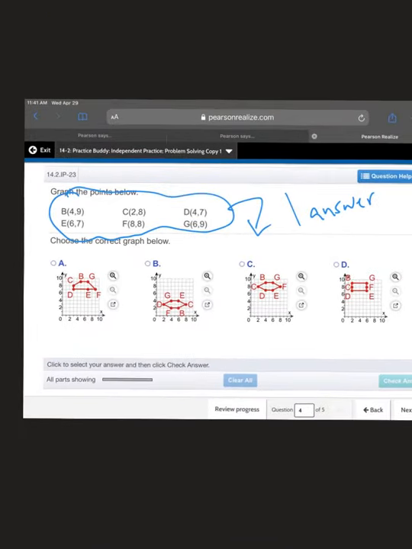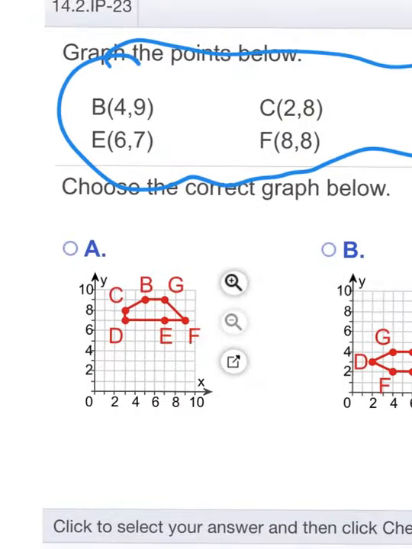Okay, so let's just look at A. Let's look at point B. I always would just start with B. And if B is right, then go on to the next one, then go C, then go D. As soon as one's wrong, then skip the next one. So let's look at the first one. It says B is 4, 9.